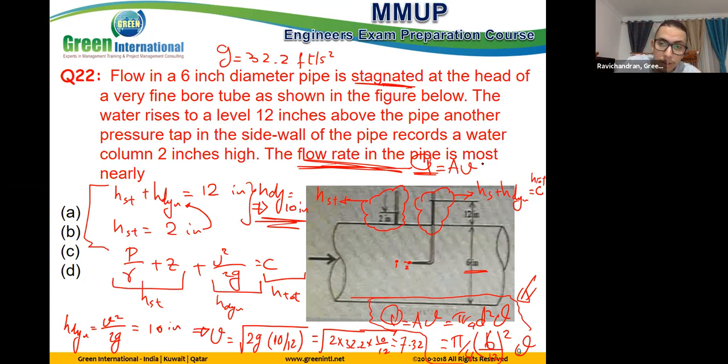So the Q here is 1.44 cubic feet per second. That's it.